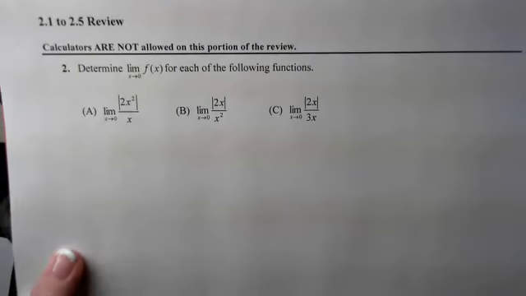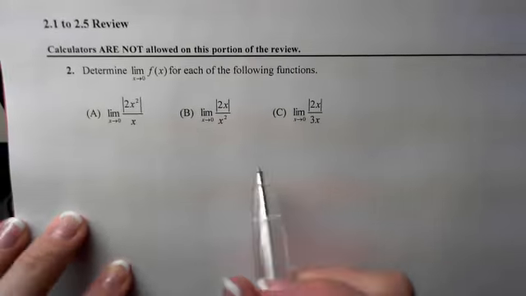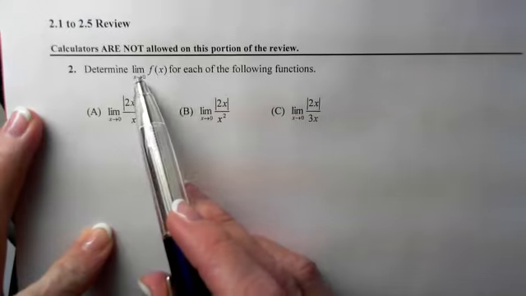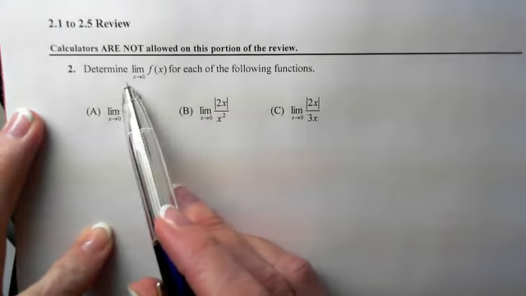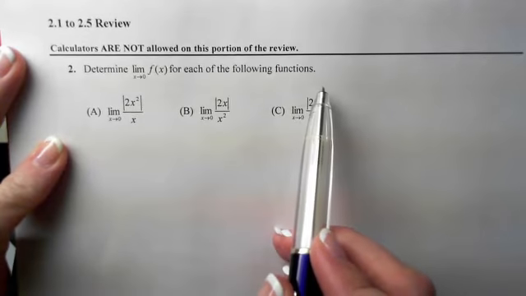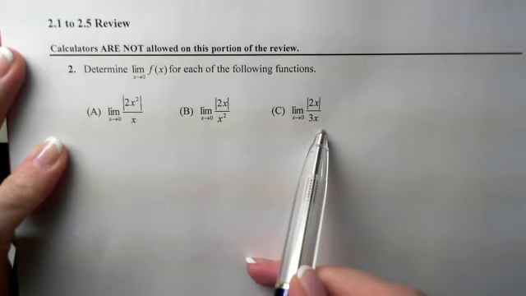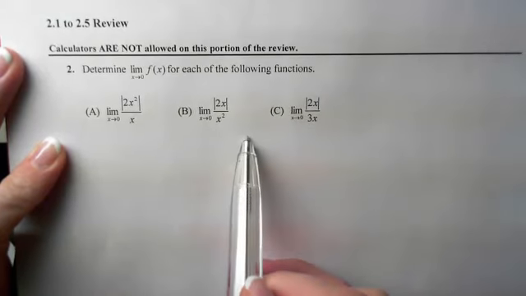Okay, section 2.1 to 2.5 review number 2. On this one, the goal is to find the limit of f of x as x approaches 0 from both sides for each of the following functions. So I will probably do all 3 of these because they each behave a little differently.